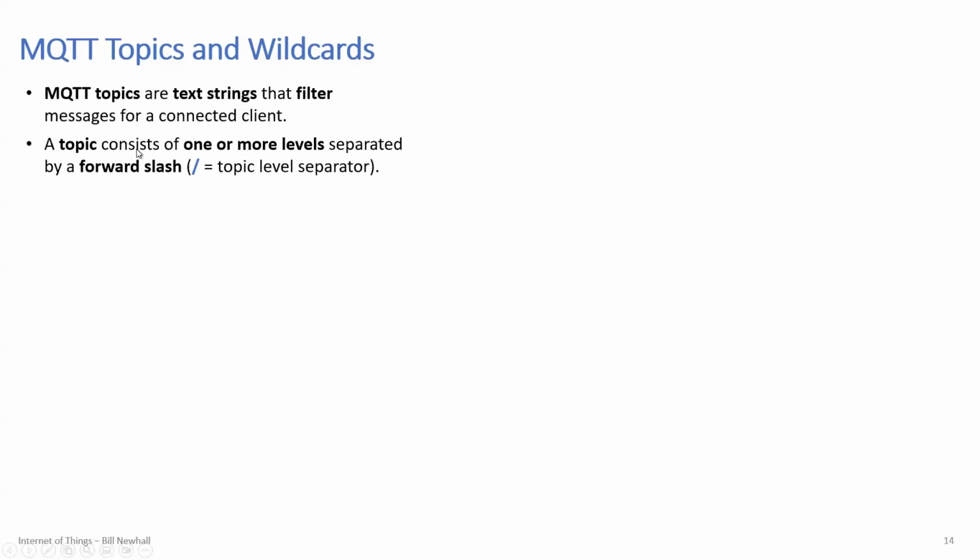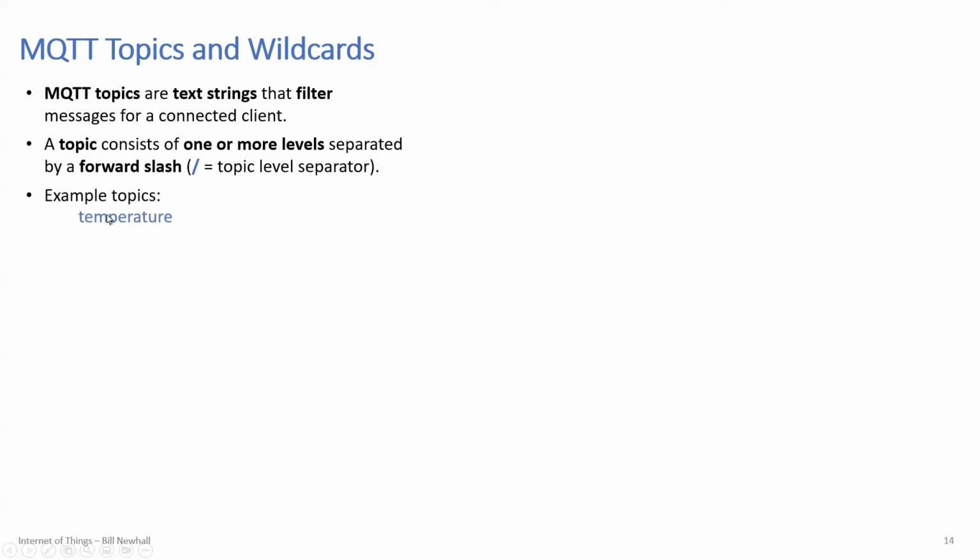So a topic itself consists of one or more levels separated by a forward slash. Now this forward slash and these one or more levels, this is all optional. You can just specify one level, a topic, temperature, publish and subscribe to that topic. But you can also use these levels of topics and also wildcards, which I'm going to show you. So here's some example topics.